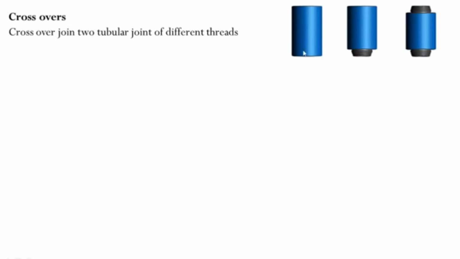Crossover. Crossover joins tubular joints of different threads. The crossover can be a box by box connection, box by pin, or pin by pin connection.